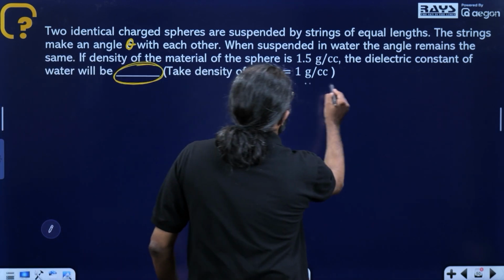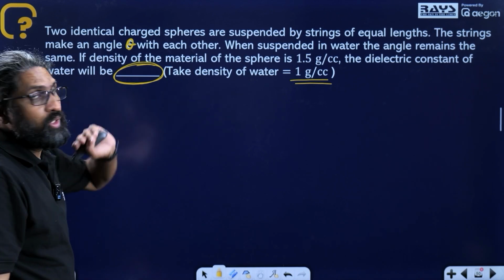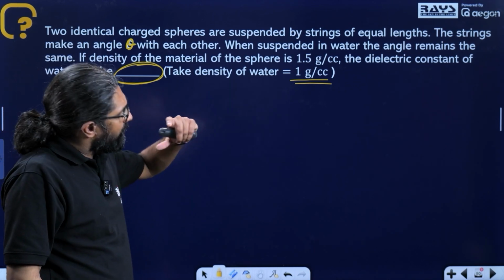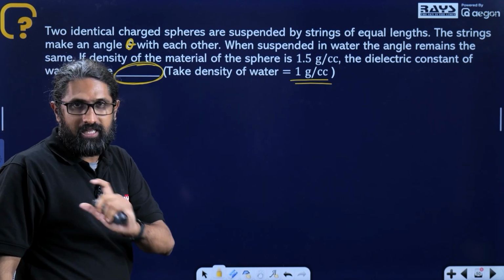Density of water is 1 g per cc തന്നിട്ടുണ്ട്. 1.5 ഉം 1 ഉം ആണ് തന്നിട്ടുള്ളത്. Now listen, how do we do this? ഇതൊരു സ്റ്റാൻഡേർഡ് ക്വസ്റ്റ്യൻ ആണ്. ഇതിനൊരു സ്റ്റാൻഡേർഡ് ഫോർമുല ഉണ്ട്. I'll just help you in finding out the formula in the first place.